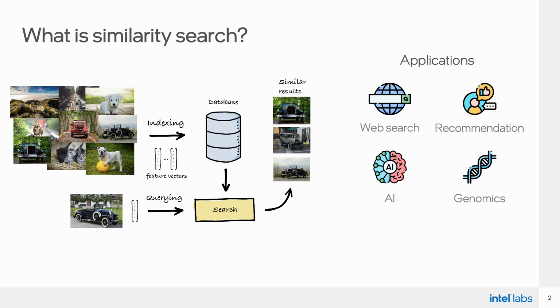Similarity search matters because it constitutes the backbone of many important established and rising applications such as web search, recommendation systems, genomics, and AI. For example, we are seeing the emerging use of similarity search in modern large language models to provide factual grounding and long-term memory.